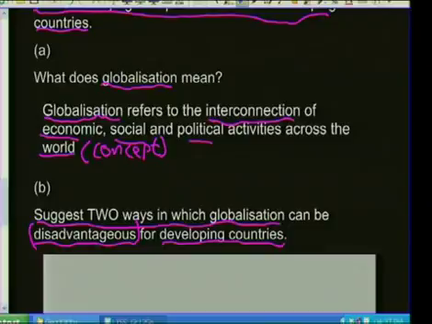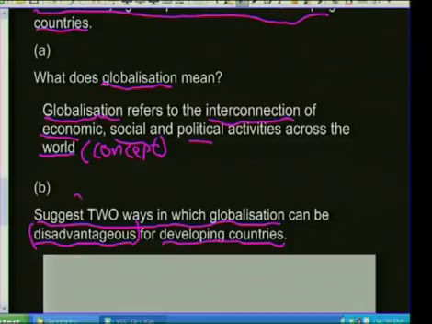Now, in your notes, you would have learned things like sweatshops. You would have learned how people are underpaid and work long hours. You've learned about how much money the country gets because they're just using the resources. You get exploitation of resources, exploitation of people. All this comes together. Suggest 2 ways means you must give 2 ways. You don't have to go into massive explanations. The word suggest tells you to just give 2 little ideas that can be disadvantageous to developing countries.